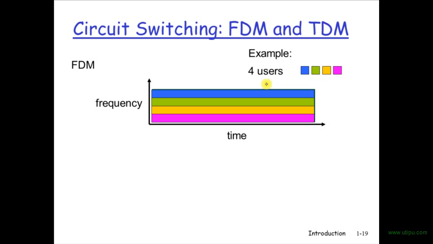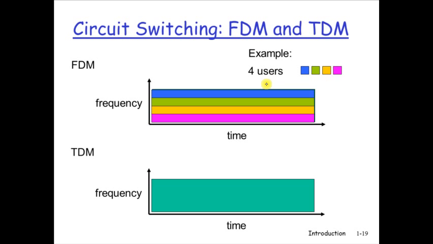Okay. Another way is to divide the time. So each user can use all the frequencies, but you can only transmit during a specific time range we call a slot. Okay. So each color represents a specific user. Any questions? Okay, pretty straightforward.